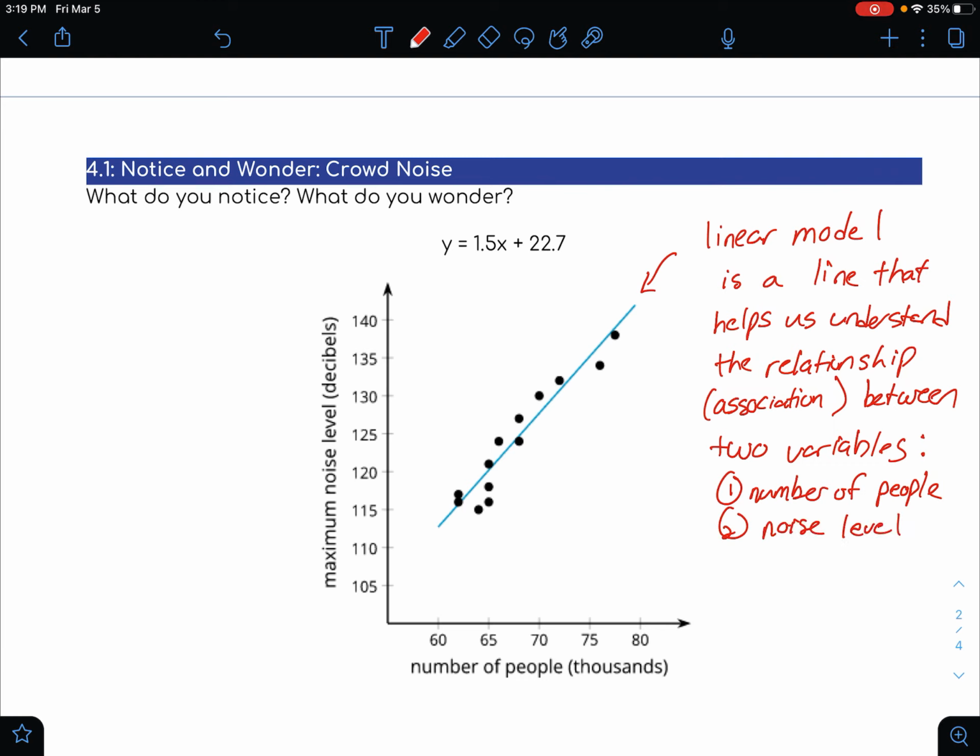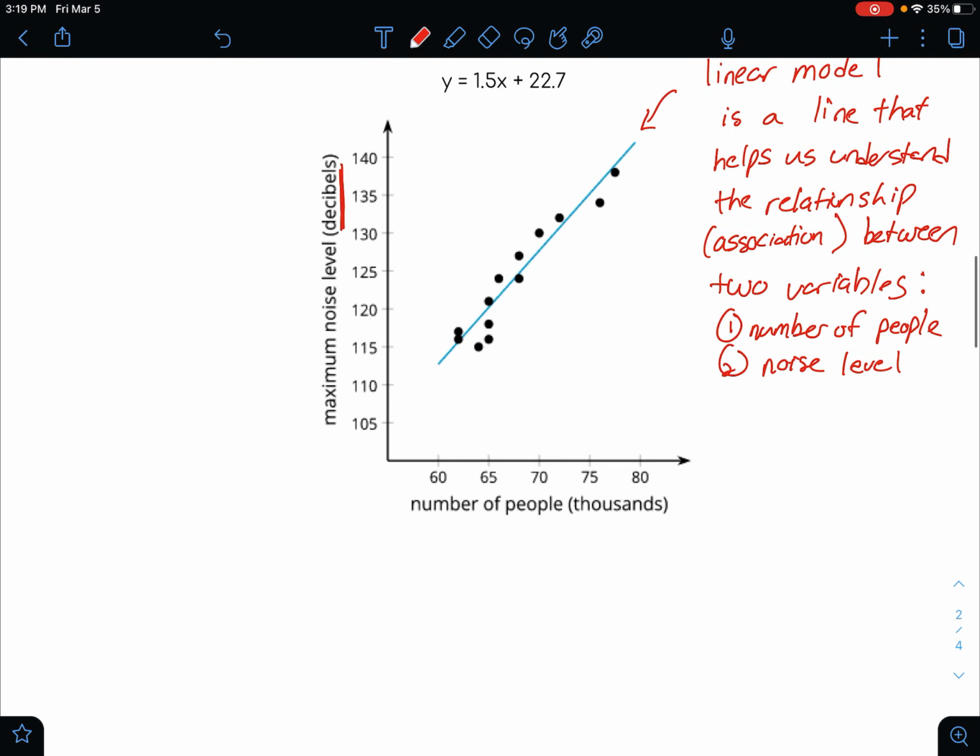Maybe at a stadium. All right, so maybe some measurements were taken, I should say, looking at the number of people in the stadium versus the amount of noise measured in decibels. If you've ever heard that word before, decibels is a unit of measure of sound, how loud sound is. Sometimes you see the decibel meter.